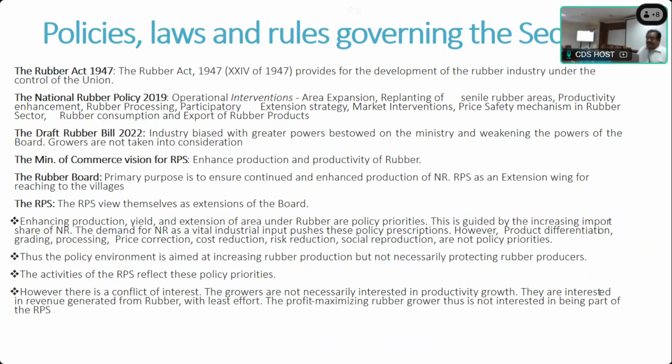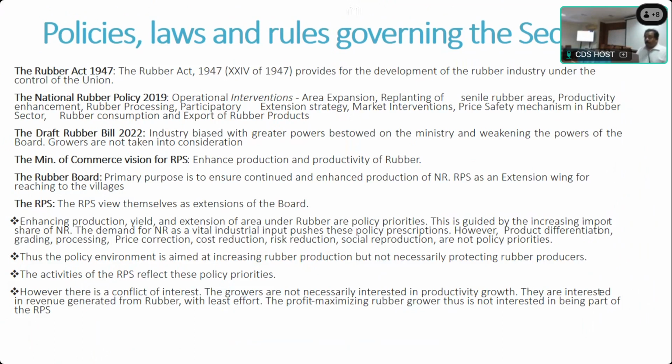In 2019, a national rubber policy came into place, which is basically retelling the goals that I have told about, expanding or improving the overall condition of the rubber sector. But when you see improve the overall condition, you can see the words that are used over there: area expansion, replanting of senile rubber trees, productivity enhancement, rubber processing, participatory enhancing essential strategies, market interventions, price safety mechanisms in the rubber sector, rubber consumption, and export of rubber products.